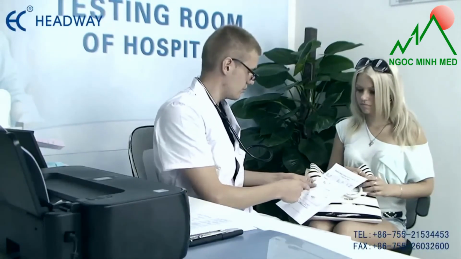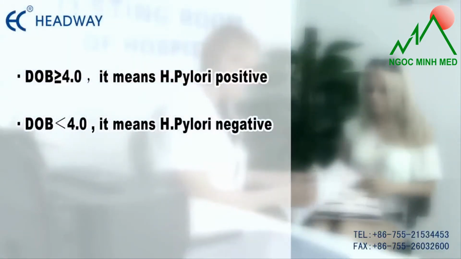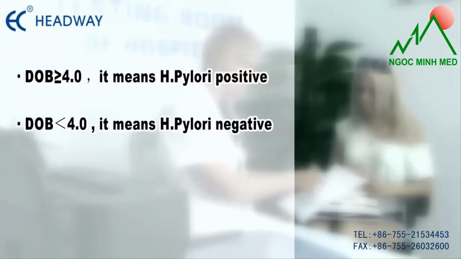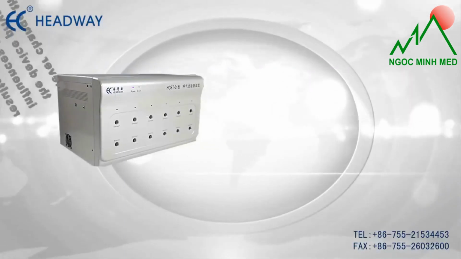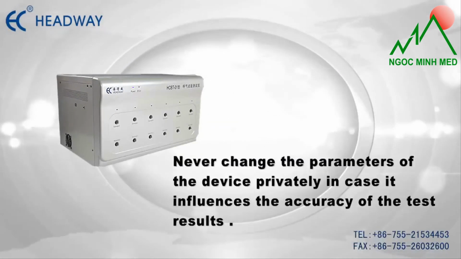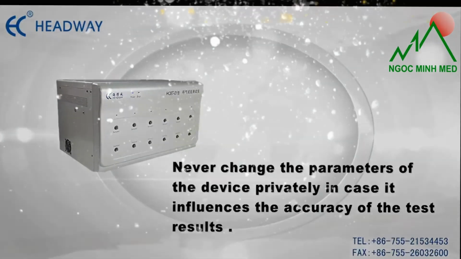How to define H. pylori infection? If DOB is greater than or equal to 4.0, it means H. pylori positive. If DOB is less than 4.0, it means H. pylori negative. Please confirm H. pylori elimination after treatment if H. pylori positive. Never change the parameters of the device privately, in case it influences the accuracy of the test results.